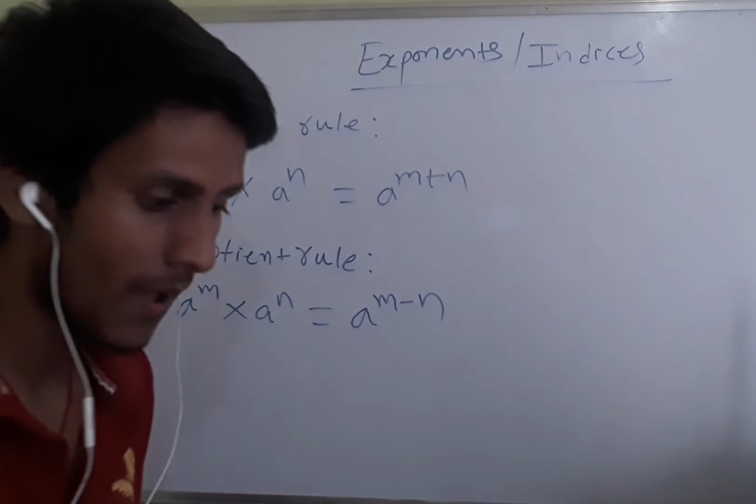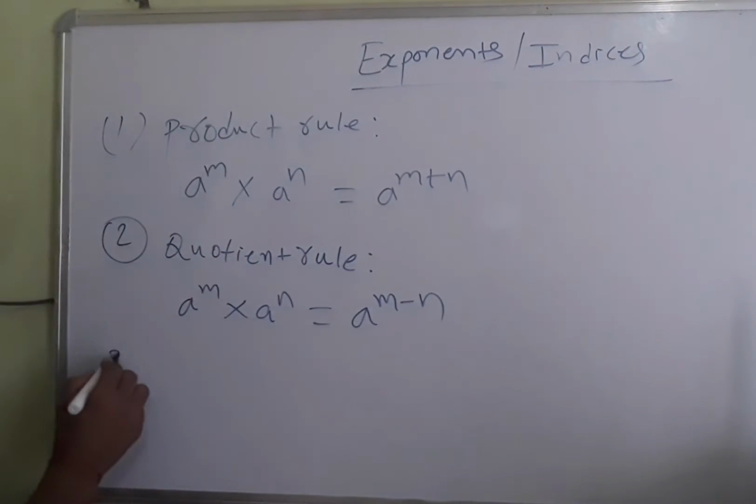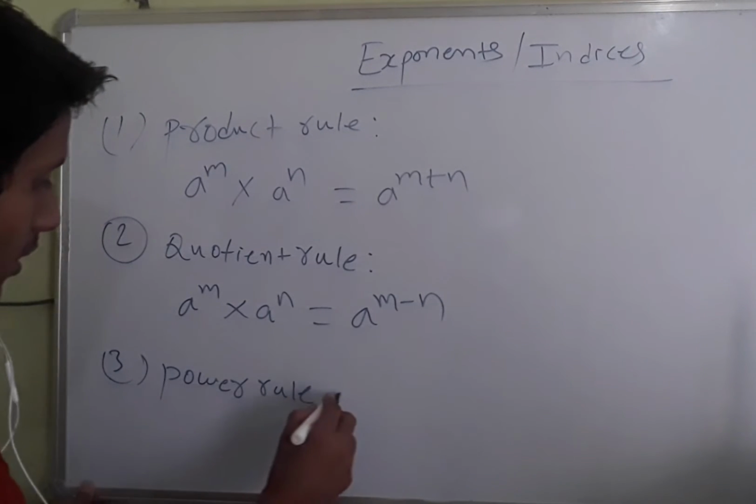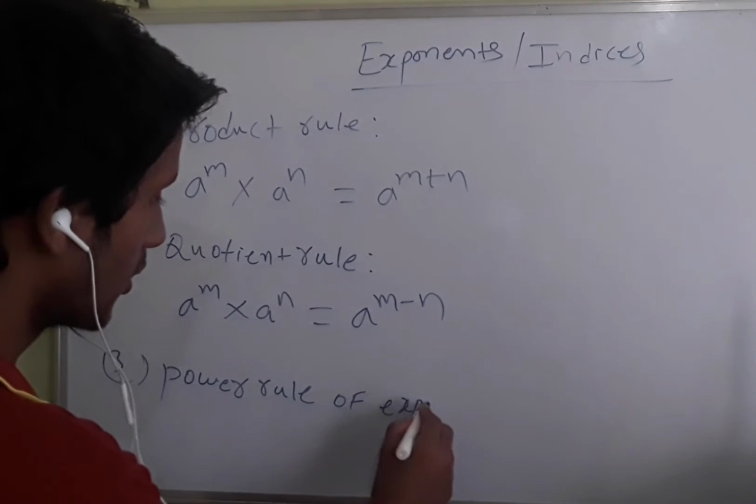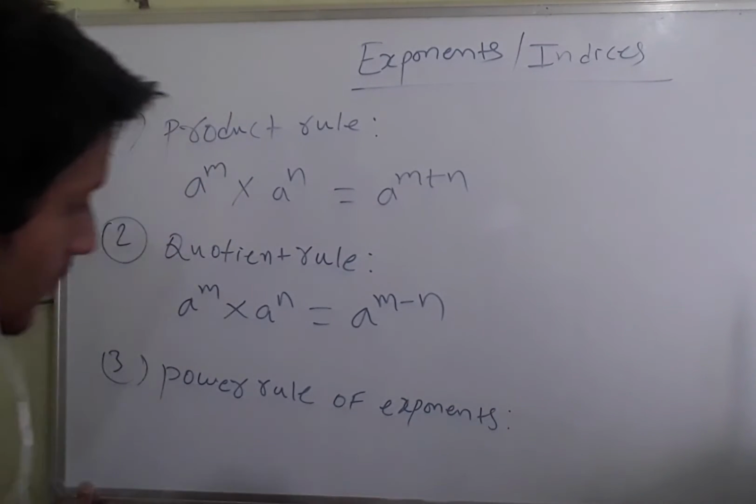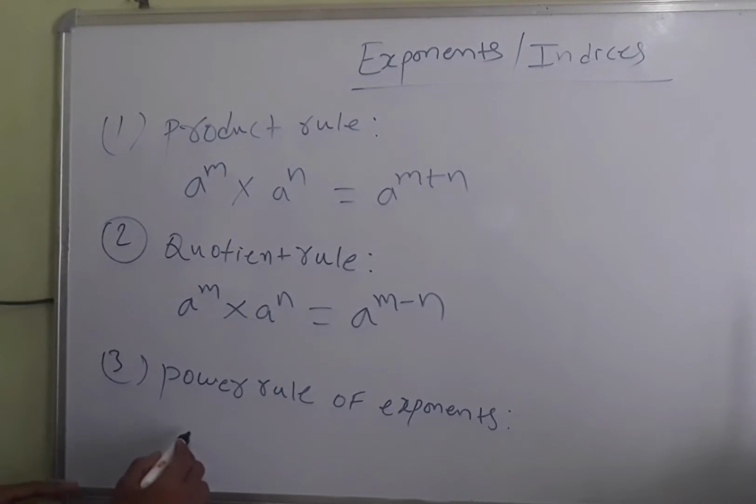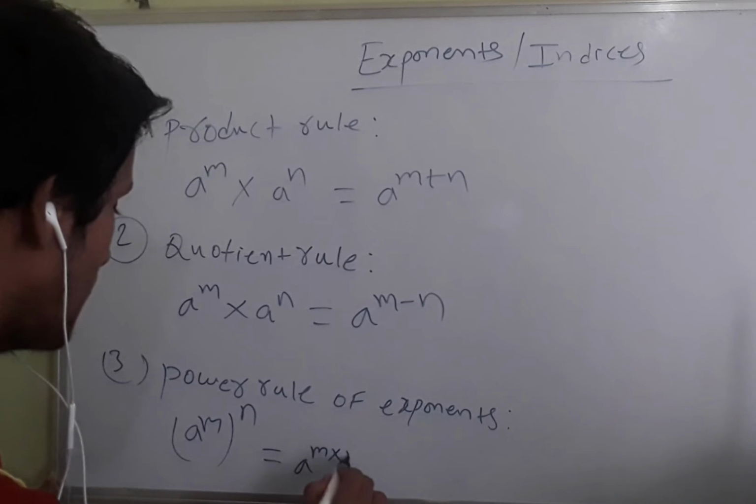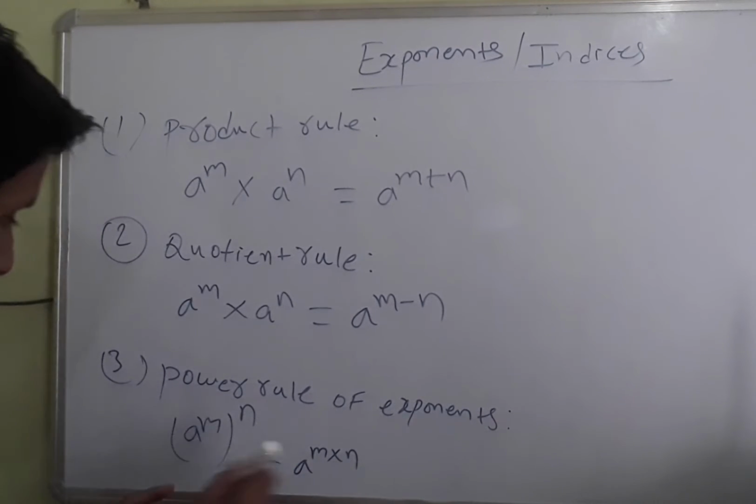Next is the power rule of exponents. What does that mean? For example, there is a power here. Let's say a to the power m, and if you take the power of this as well to the nth power, what does it state? When you have this kind of thing, you can multiply the exponents here. So this is going to be a to the power m times n. So you can multiply the exponents, and this becomes this.